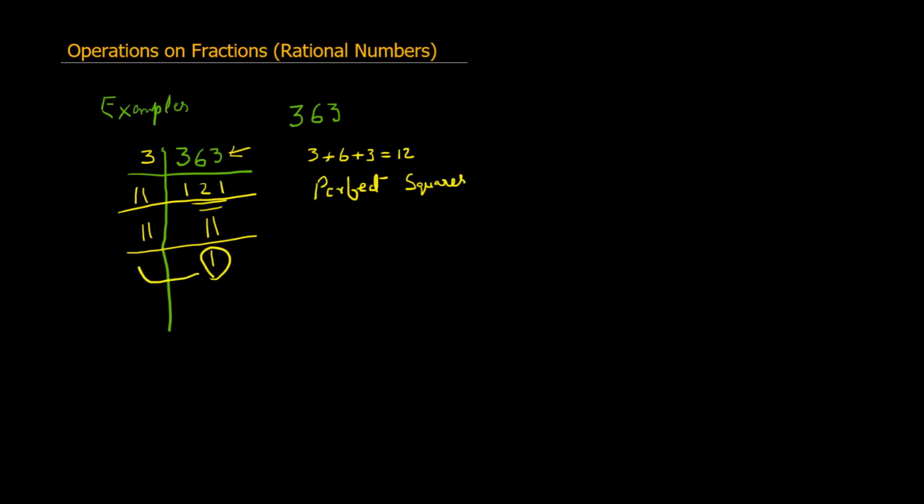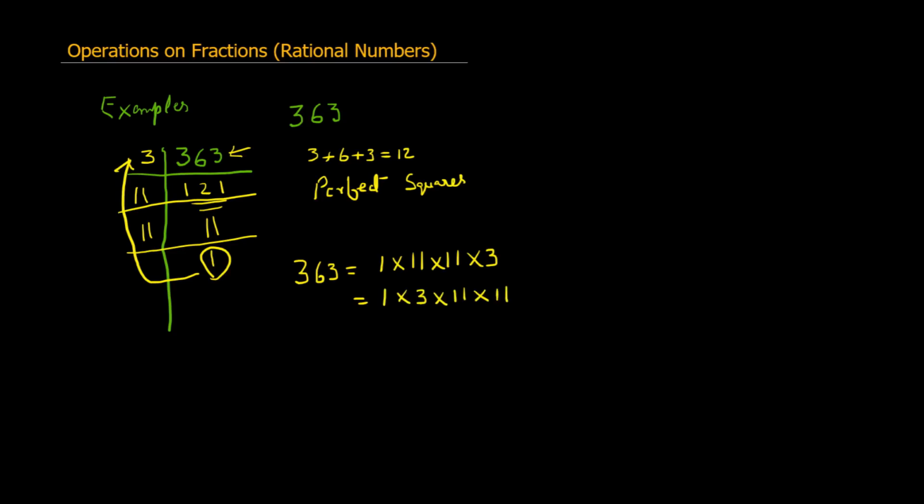And now you multiply all these numbers, and these are the lowest factors of this number. So 363 can be written as 1 multiplied by 11 multiplied by 11 multiplied by 3, and you can rearrange that in ascending order: 1 multiplied by 3 multiplied by 11 multiplied by 11.